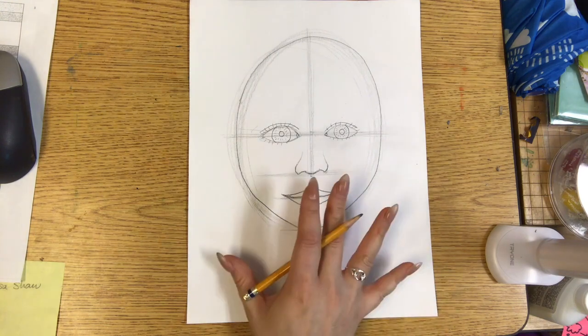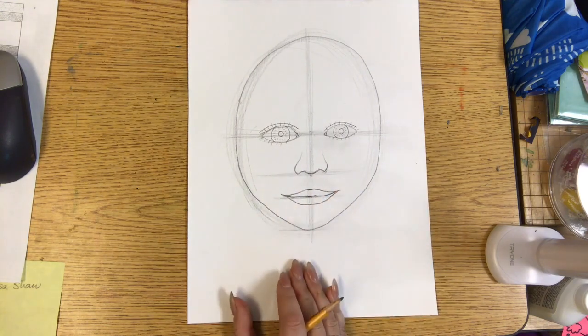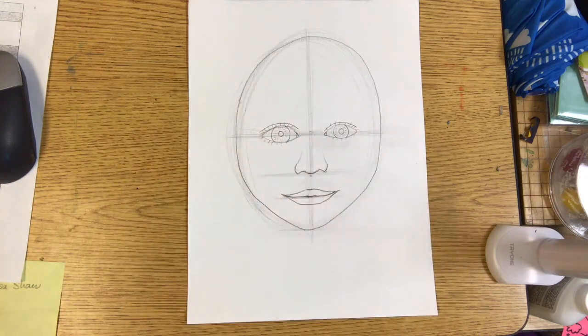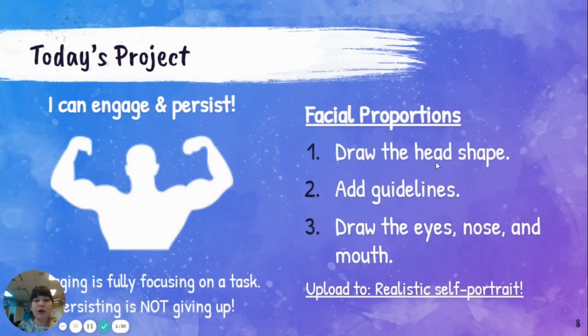So this is what I would like you to upload. Don't trace, don't color, just the head shape and the eyes, nose, mouth in the correct facial proportions. Again, first draw your head shape, then try adding the guidelines to give your self-portrait correct facial proportions, then try drawing the eyes, nose, and mouth using the method that I showed you in the video.